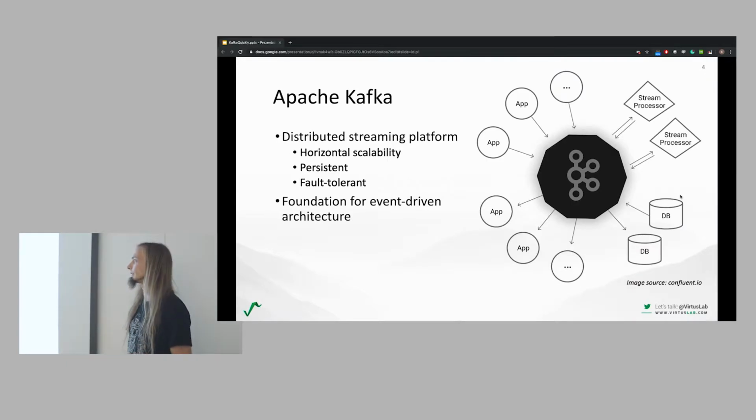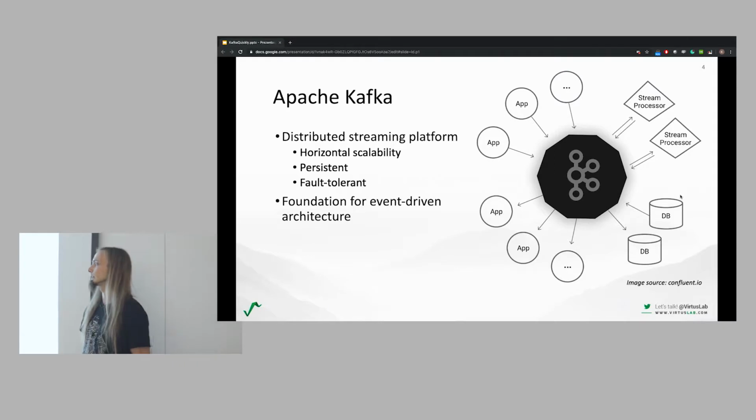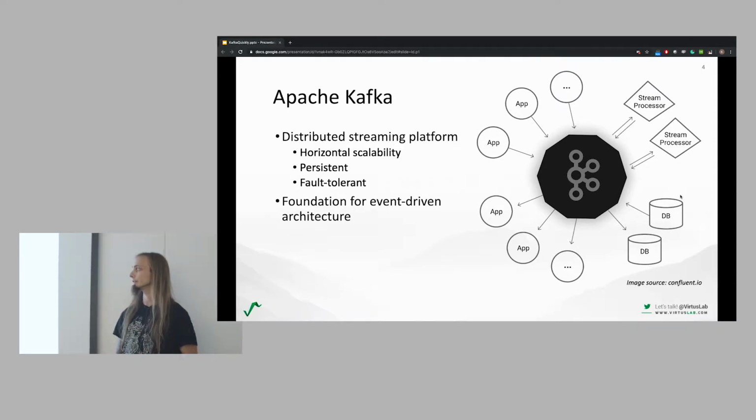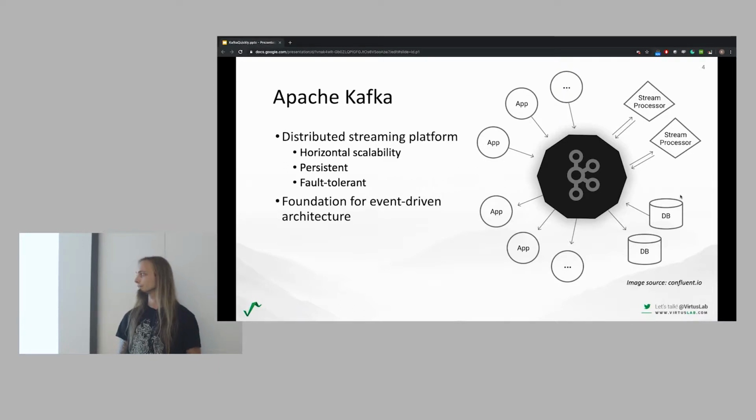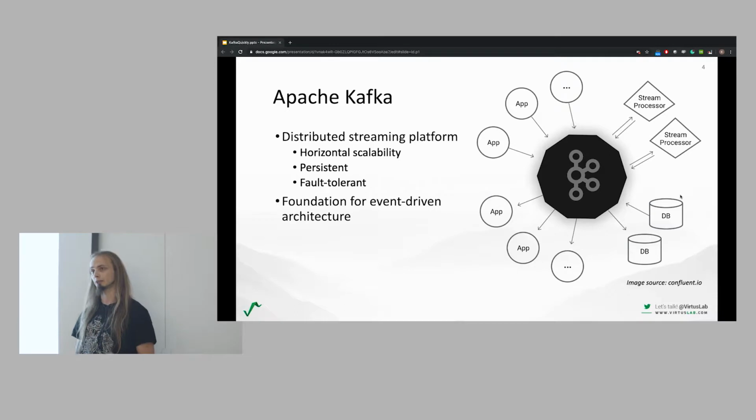So let's begin. Apache Kafka was designed and first built at LinkedIn, because they had a very big stream problem, so they came up with an idea of how this streaming can be done. Mainly speaking, it's a distributed streaming platform which offers fault tolerance, persistency, and horizontal scalability.